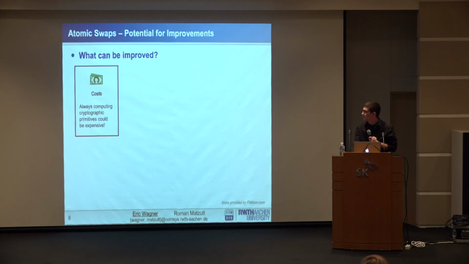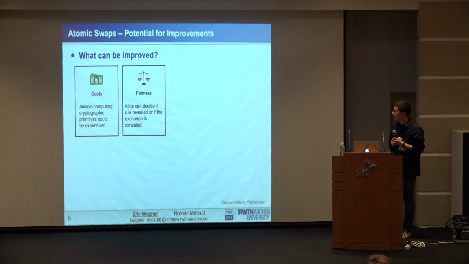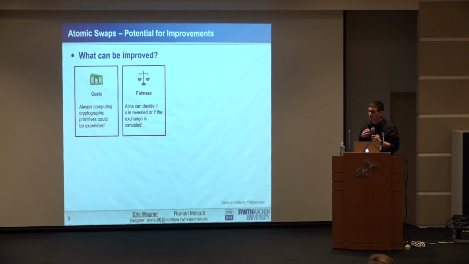So this has some potential for improvement. The first is the cost. We have this cryptographic hash that we use to link both transactions, and we wanted to see if we can remove some costs by removing the necessity for this cryptography. And then we also have the problem of fairness. Alice has the power to reveal the pre-image of the hash or not reveal it. So she can look at the market rate, how the price is fluctuating, and then decide, I want to go through with the exchange, or I do not want to. And if we have long timeouts, she can really profit from this.